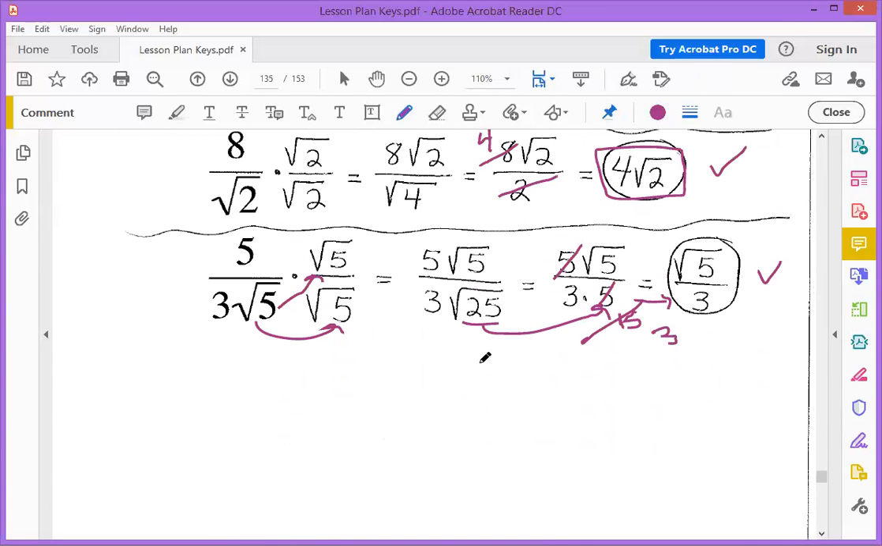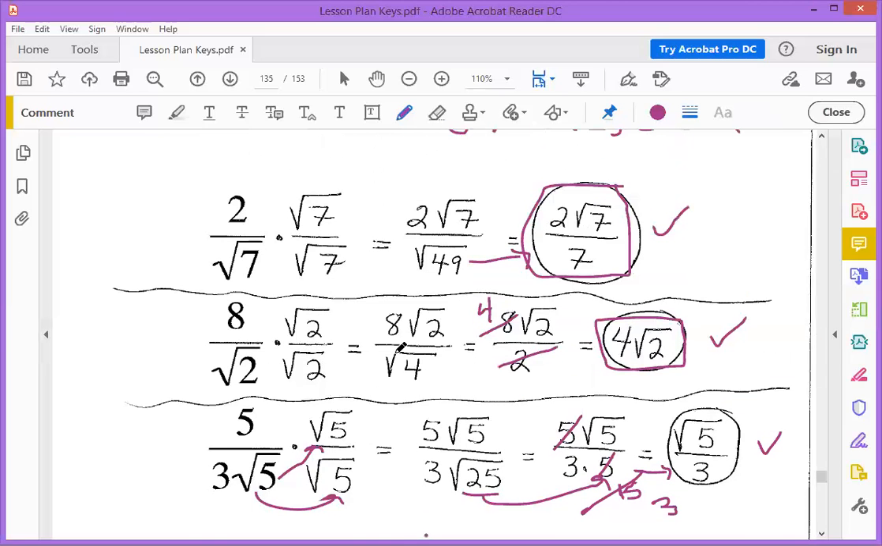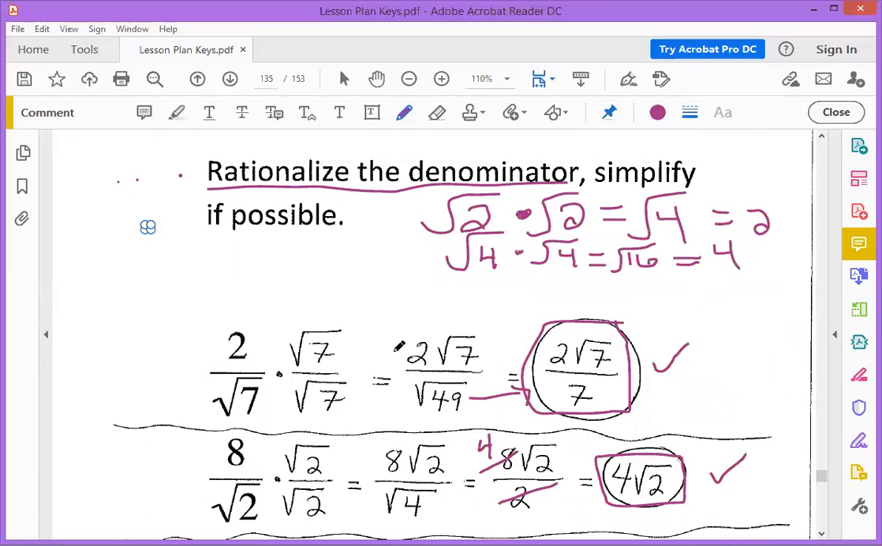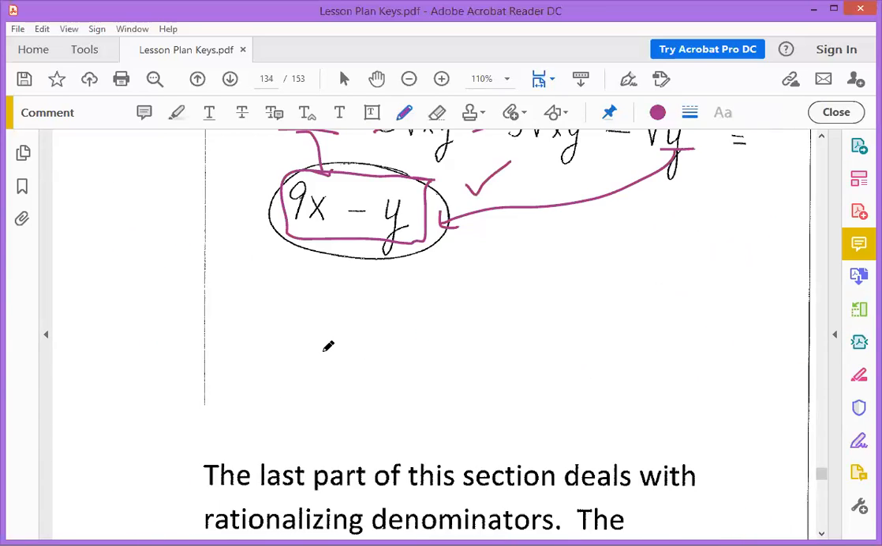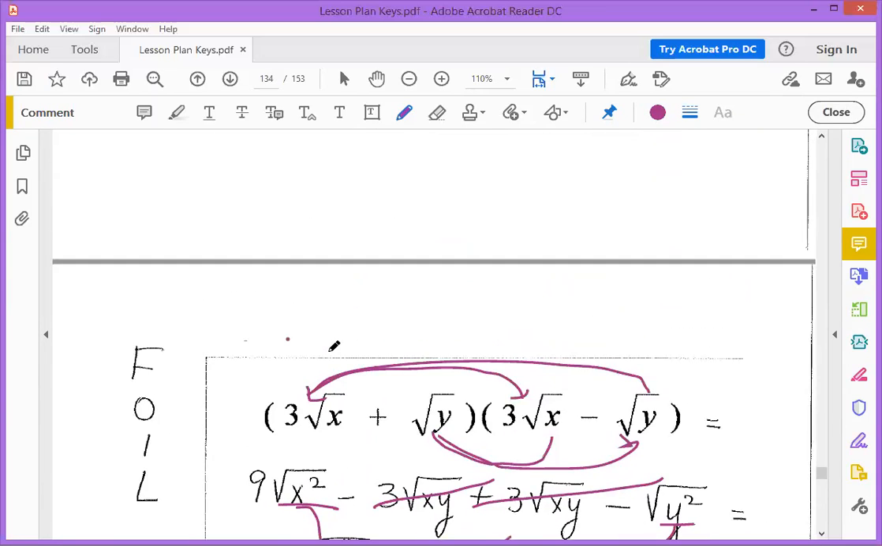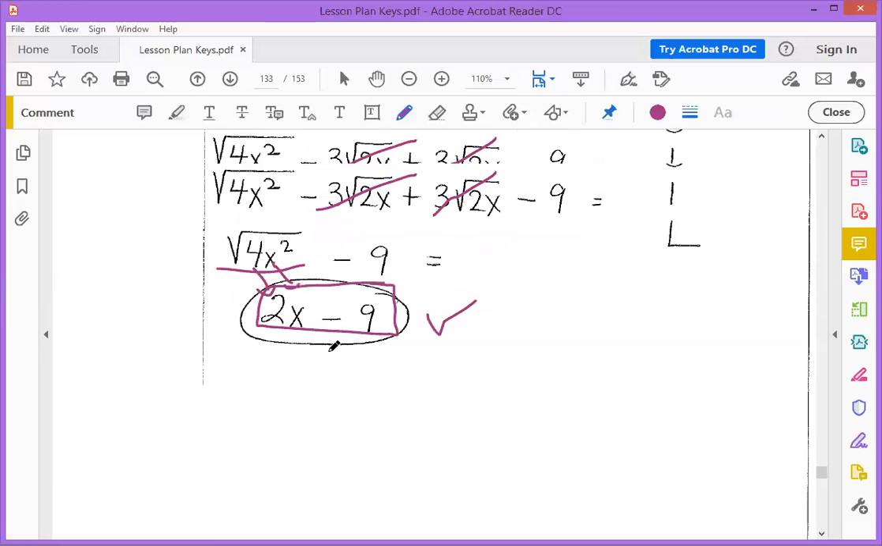All right, so that's the last example from your 7-3 and 7-4 notes. Does anyone have any questions about rationalizing the denominator or adding and subtracting roots, multiplying using your FOIL method? Any questions about these?